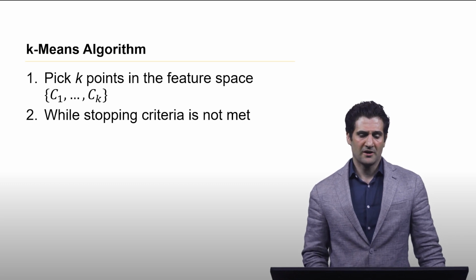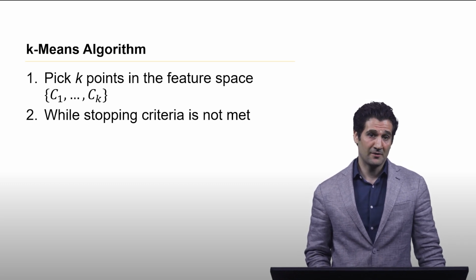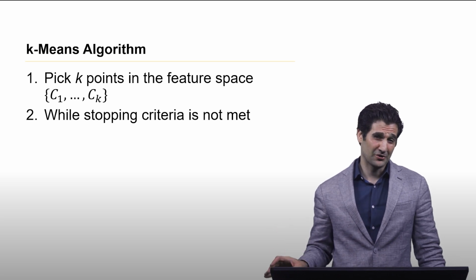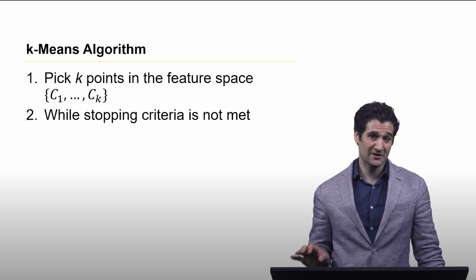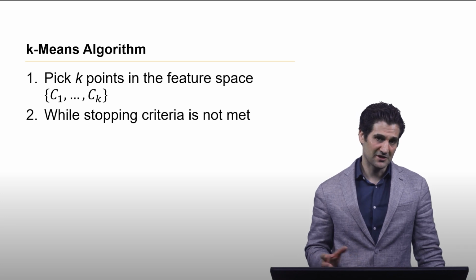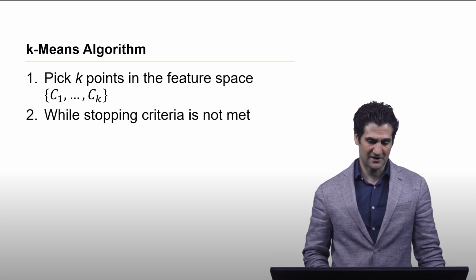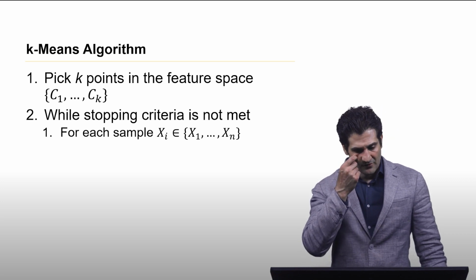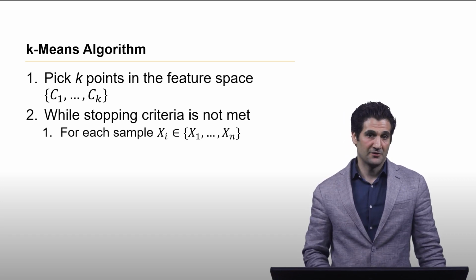So 2 is, while a stopping criteria is not met, we're going to do the following. Now, a little bit later in the lecture, we'll discuss what the stopping criteria is, but for now, we're just going to say there's some criteria that has to be met for it to stop. So for each of the samples, we're going to do the following.